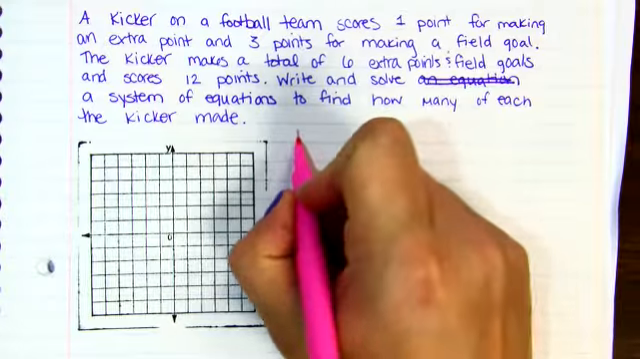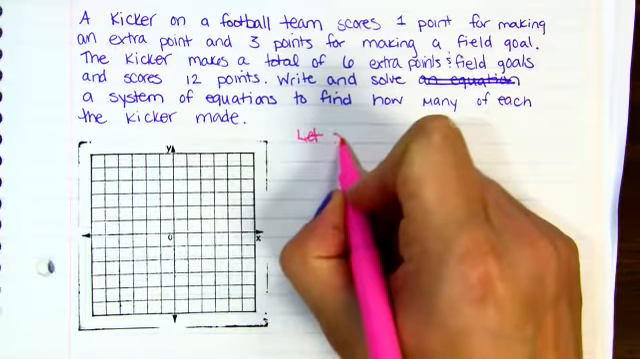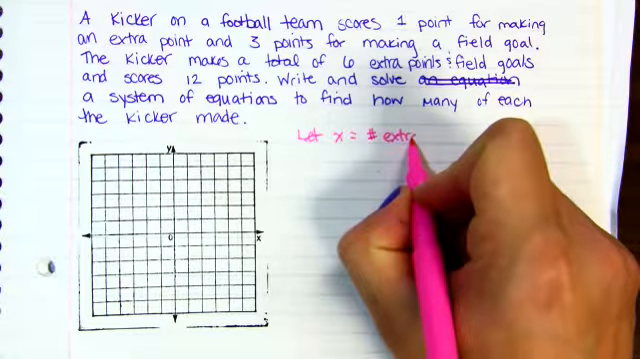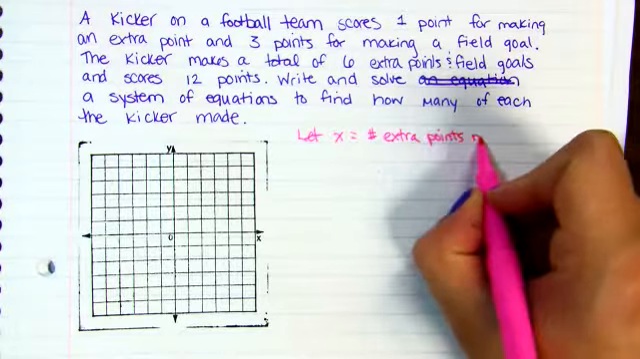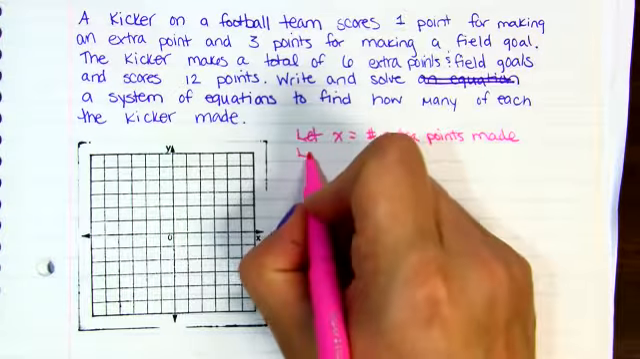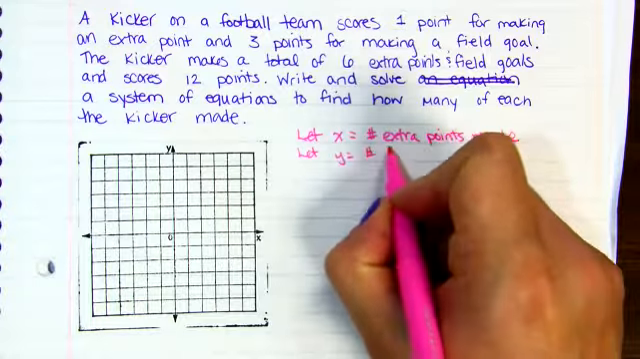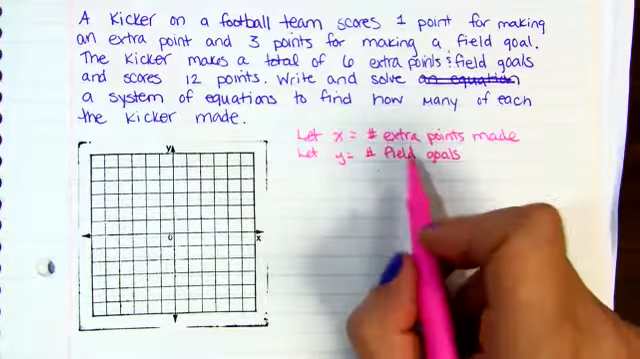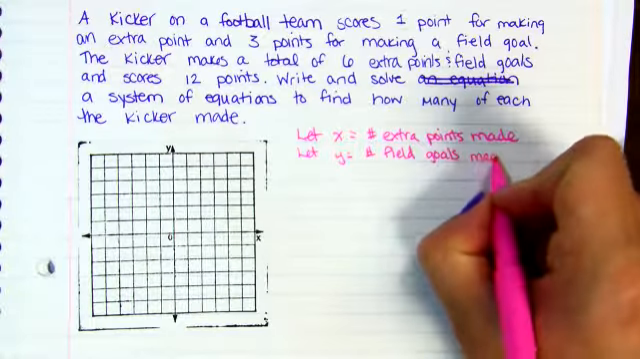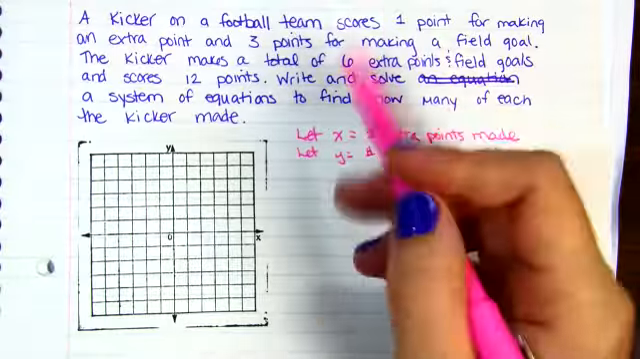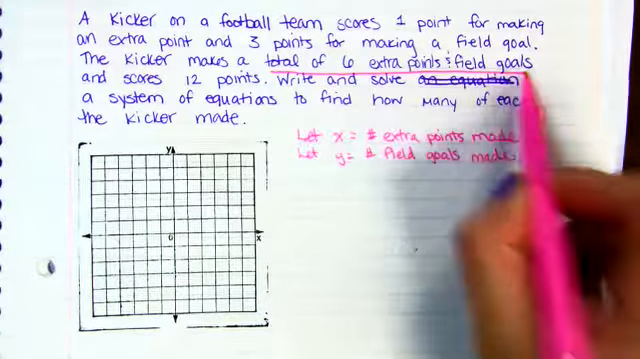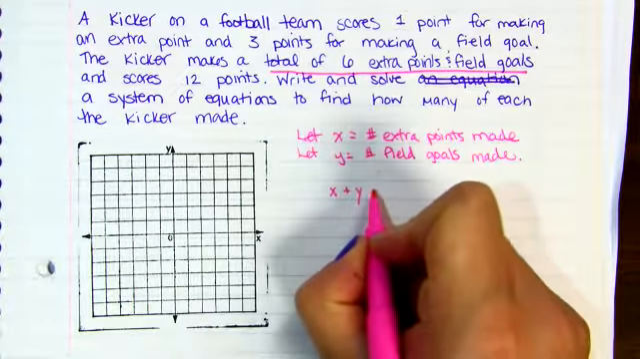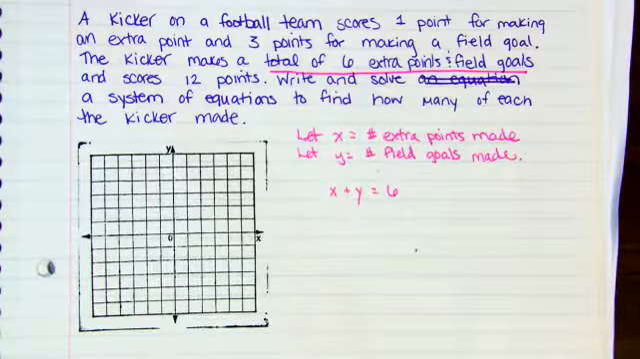So first we need to identify our variables. So let x equal the number of extra points, and let y equal the number of field goals made. Not the number of points scored from field goals or extra points, but the number actually made. So first of all, we're told there is a total of 6 extra points and field goals. So the number of extra points plus the number of field goals is 6.